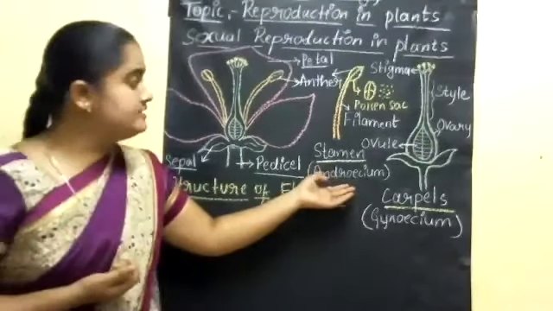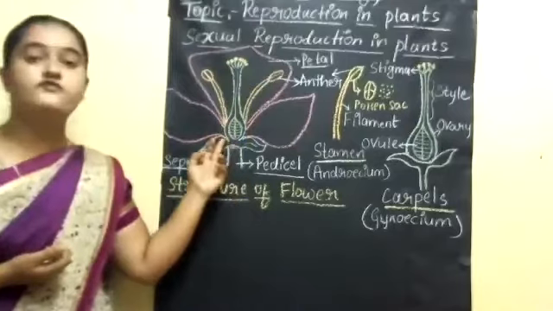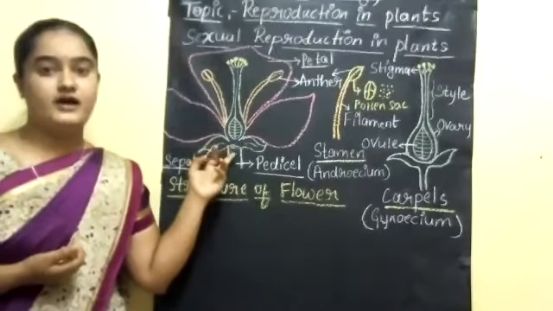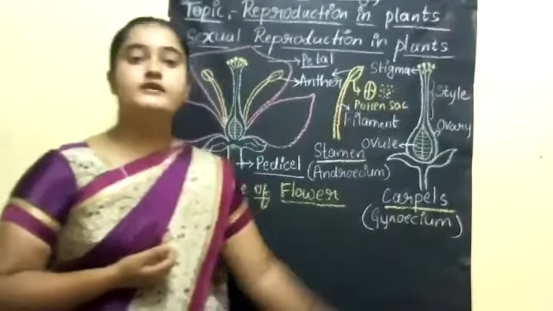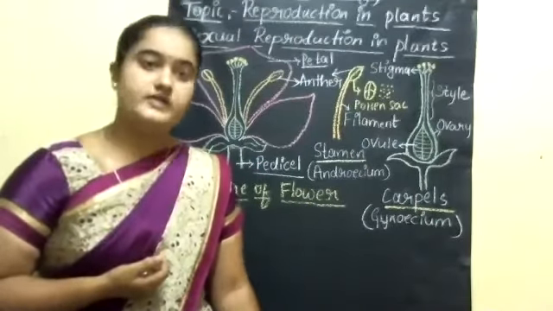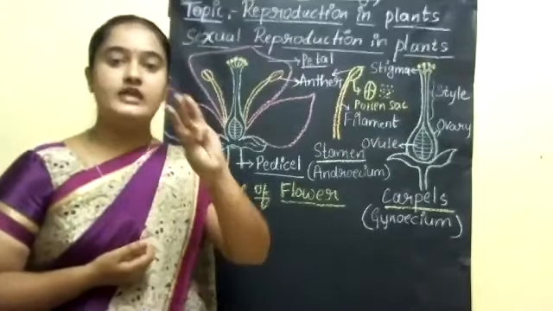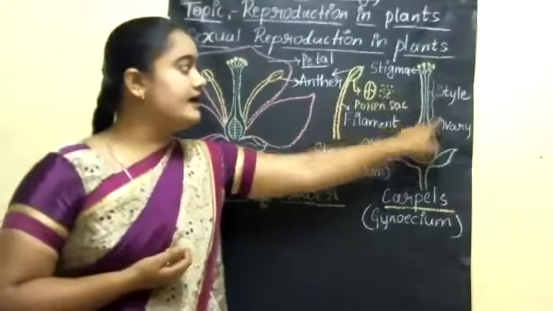And the next is gynoecium. Gynoecium is the fourth whorl of the flower. The gynoecium consists of a special structure called carpel. It is also called pistil. Each carpel or pistil consists of three parts, that is stigma, style and ovary.